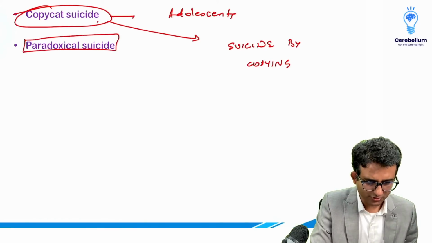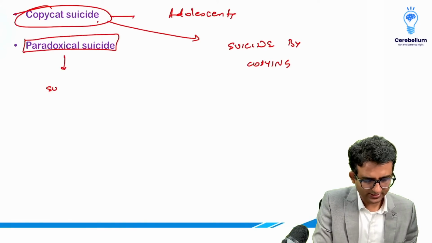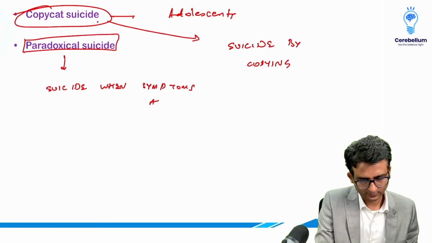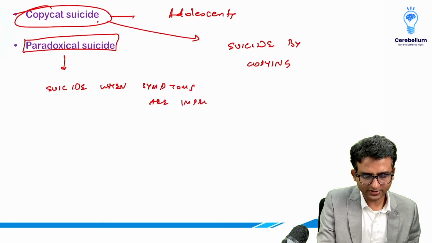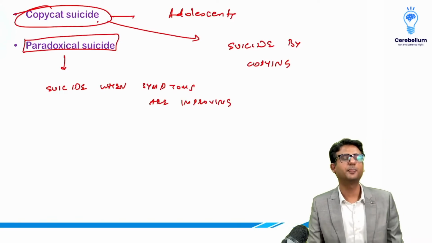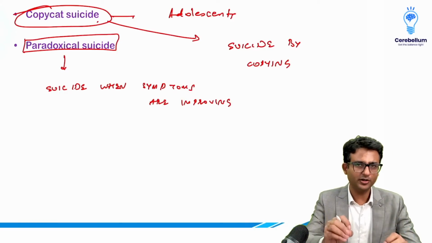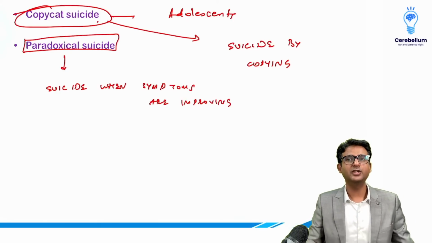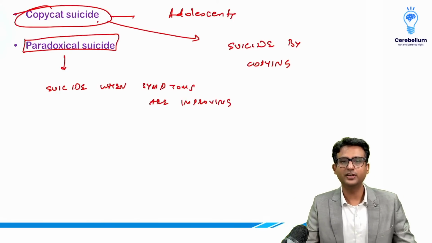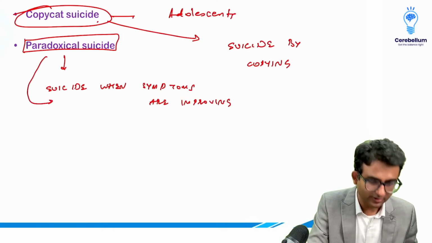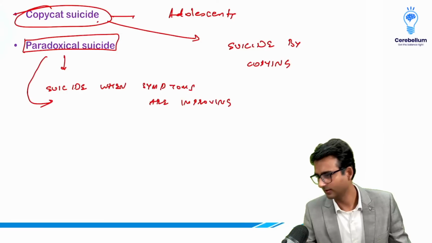What is paradoxical suicide? Suicide when symptoms are improving. The patient has depression. The patient was started on antidepressants. When it started to improve, the patient died by suicide. This is called as paradoxical suicide.